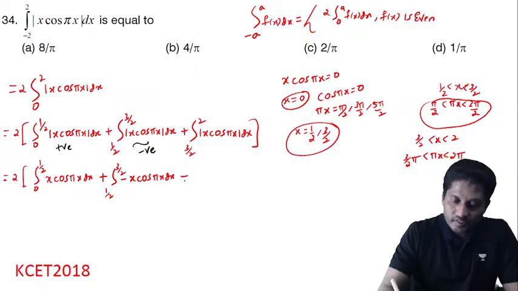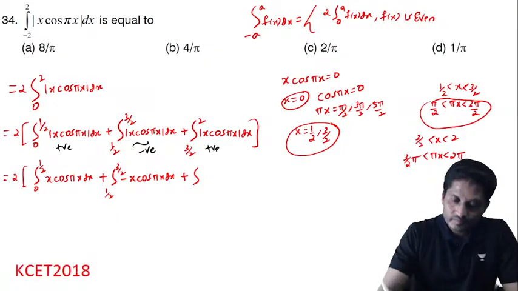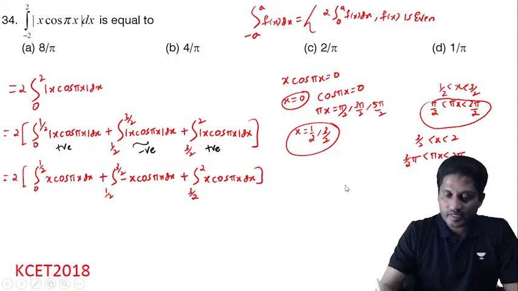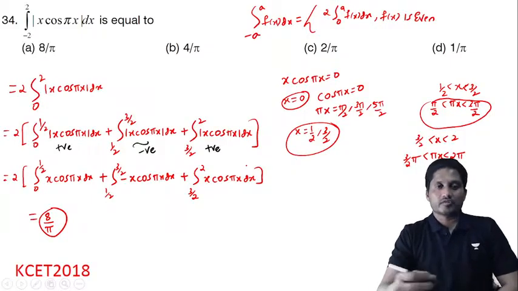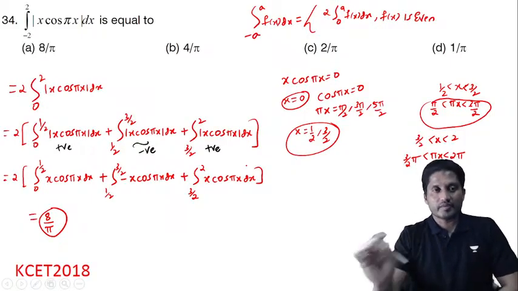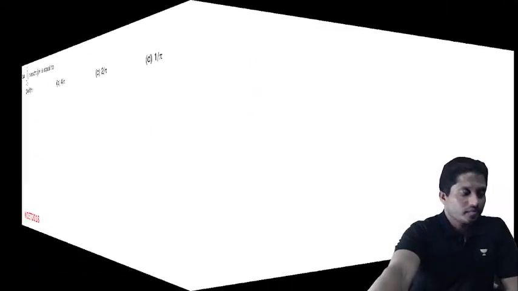Okay, and then dx, plus this part is positive, so you get integration 3 by 2 to 2 of x into cos pi x dx. If you integrate all, you will use by parts, and you will get a by pi. Use by parts, guys. Please complete this. Don't make a silly mistake. Answer will be 8 upon pi only. This is option A. Let's move to the next question.